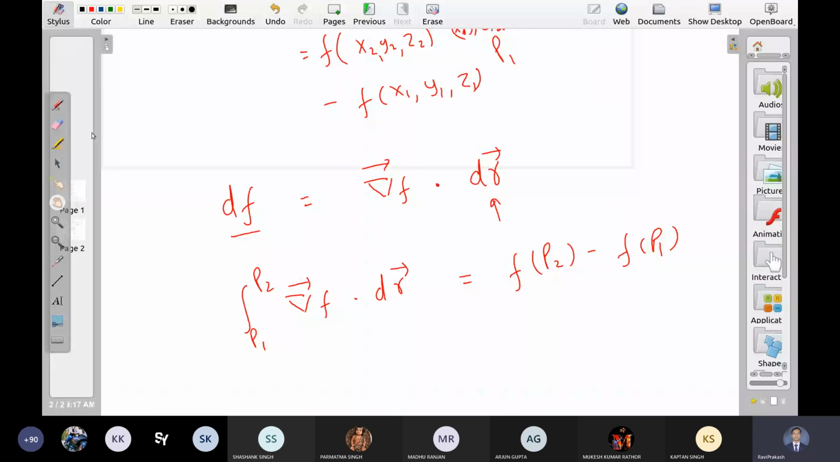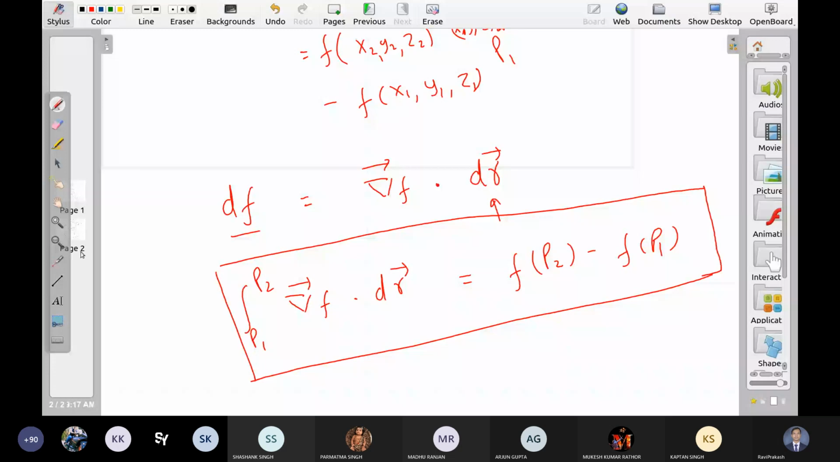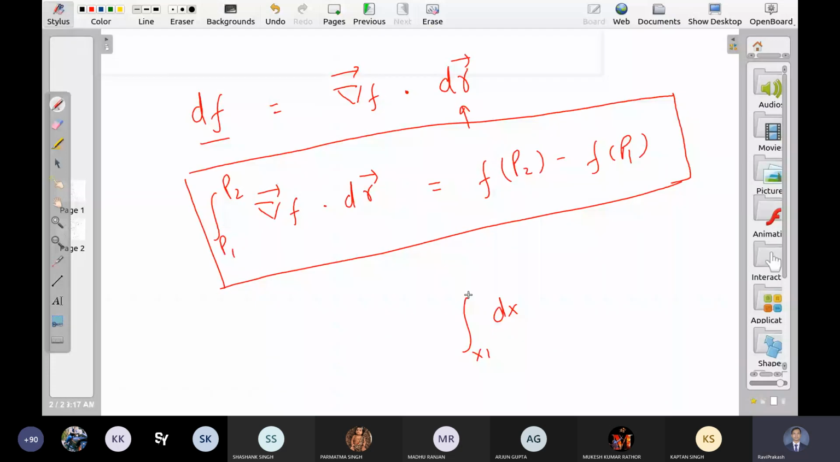You have studied the 1D version of this in 10+2. What is the 1D version? Integral of dx from x1 to x2 is how much? x2 minus x1. It is just the extended version of the same thing. Now this function can travel in 3 dimensions. So this is the fundamental theorem for gradient. Because gradient calculates the change in 3 dimensions. So this is the most generalized version of this one-dimensional thing.